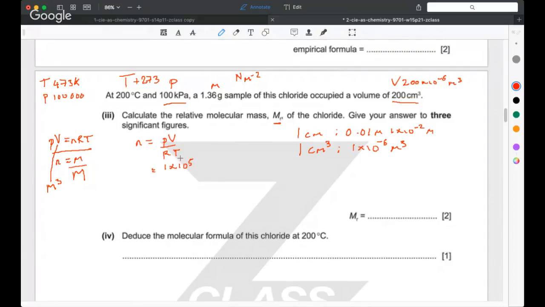And V is 200 times 10 to the minus 6, because we calculated that earlier on, converting centimeters cubed to meters cubed. The value of R, we can look that up in the data book. That's 8.31 joules per Kelvin per mole. And then the temperature, well, we calculated that in Kelvin, didn't we? Because the gas constant here is 8.31 joules per Kelvin per mole. And if you multiply all those through together, you end up with 5.09 times 10 to the minus 3 moles, because you're working out an amount here, the number of moles.